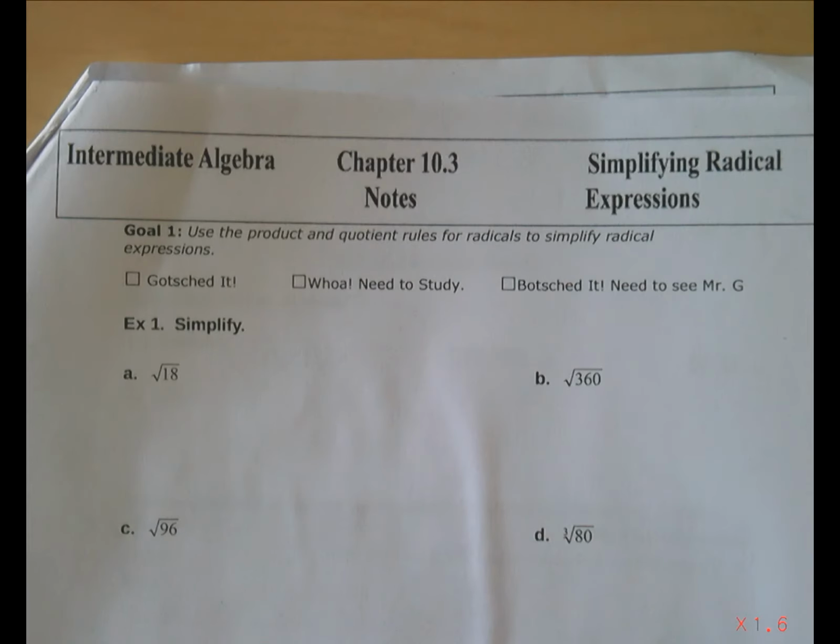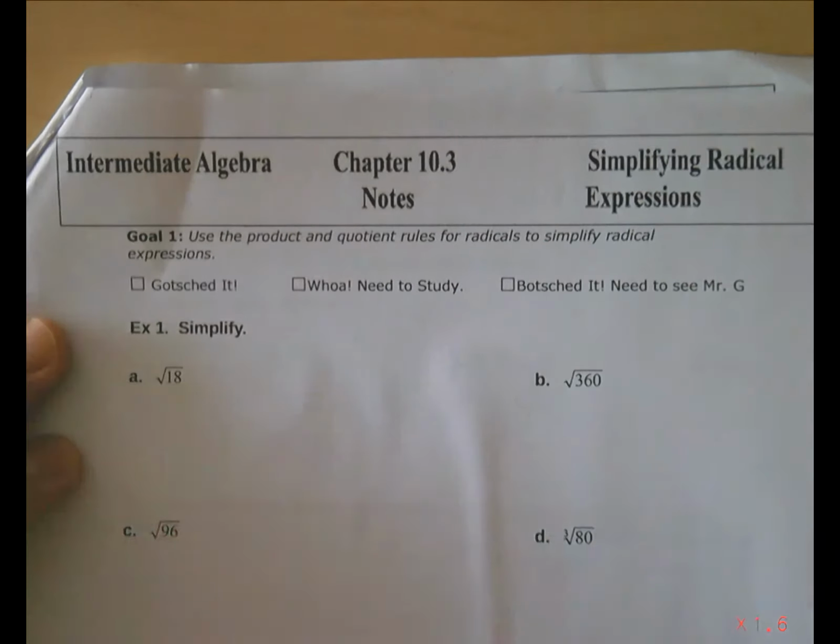This says use the product and quotient rules for radicals to simplify radical expressions. We're going to start simplifying these things by basically doing that factor tree. Remember, when we have square roots, we're looking for 2 of a kind. When we have cube roots, we're looking for 3 of a kind, and so on and so forth. So in this one, we have a square root. We can break this guy down to different factors.